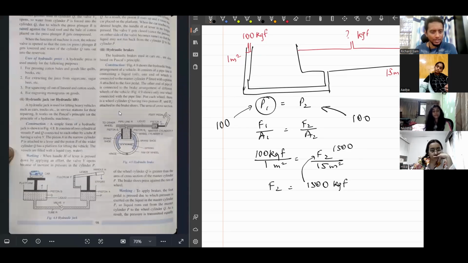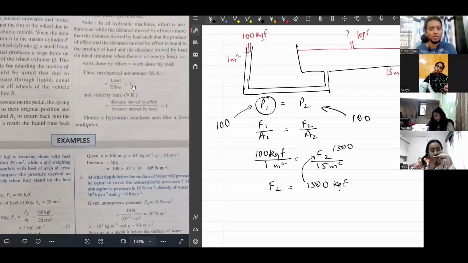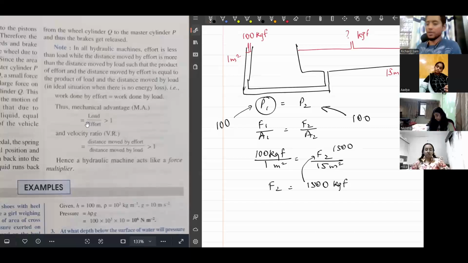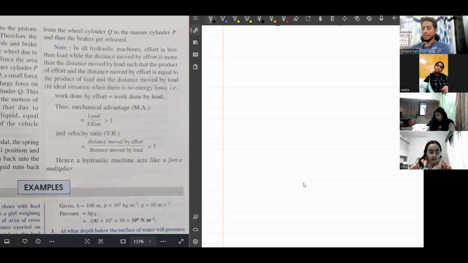So there is something called mechanical advantage. Have you heard of this word, mechanical advantage? Mechanical advantage is a ratio between load and effort. So load upon effort. Now, load and effort both are forces. Load is a force, effort is a force.